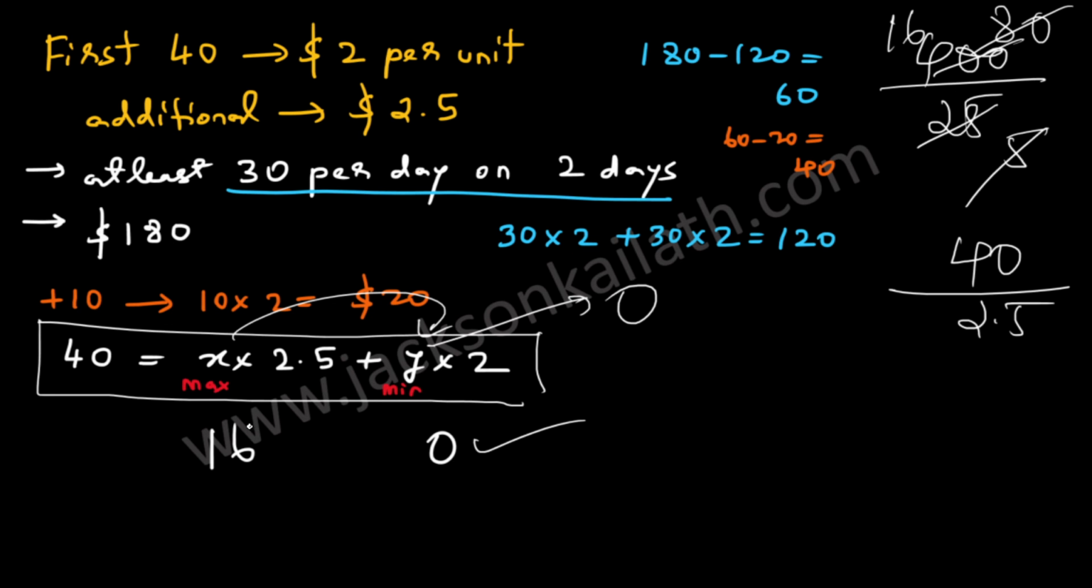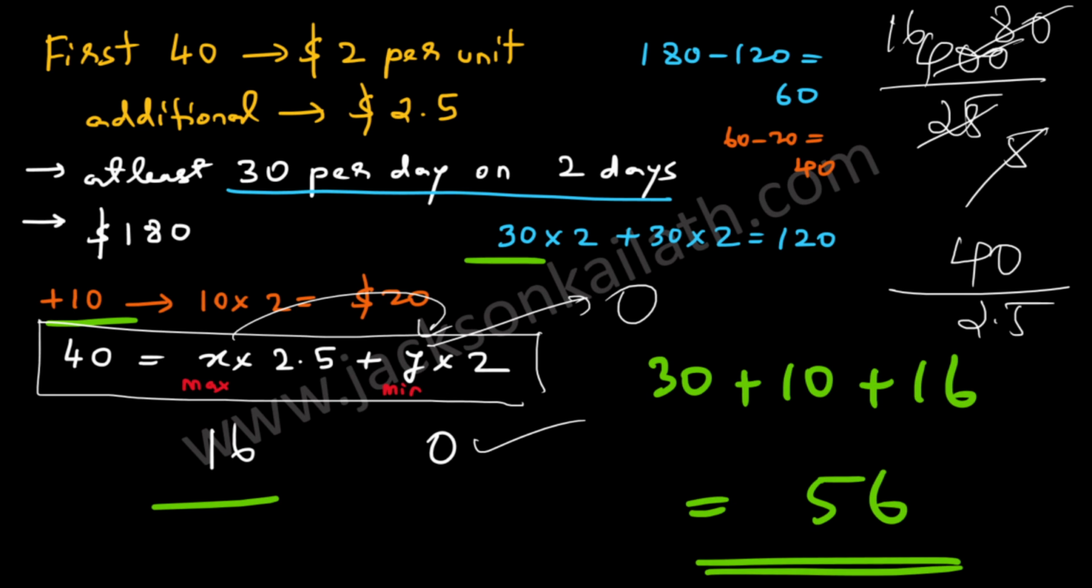So on that particular day he did 16 plus 10 plus 30. That's the total number of units, the maximum number of units that he can produce on a particular day. So 30 plus 10 plus 16 gives you 56, and that is the answer, option C.